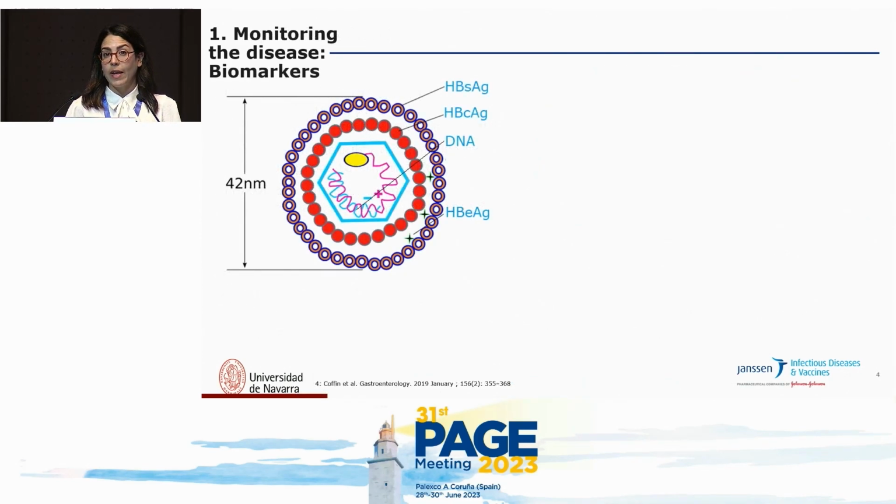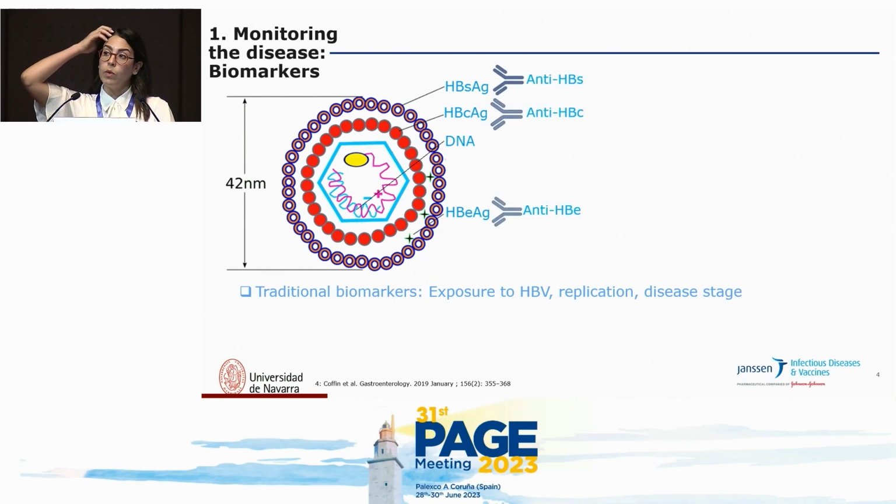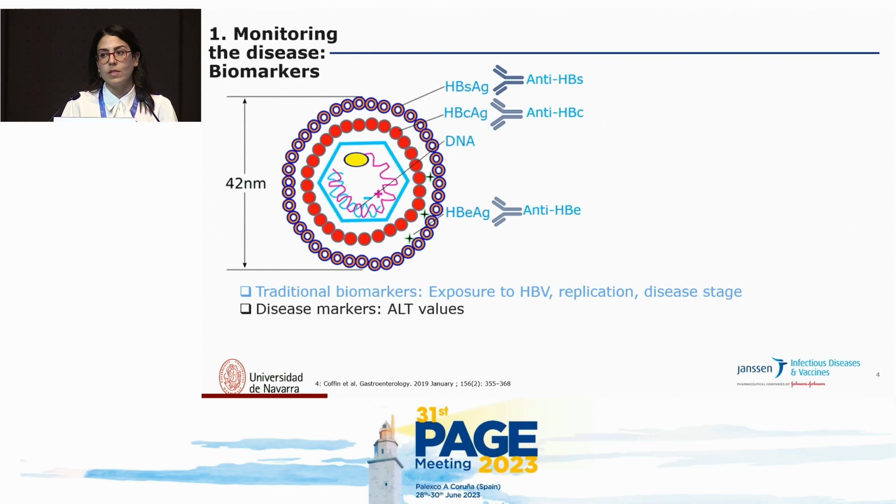Different viral and non-viral biomarkers exist to monitor the progression of the disease. For instance, traditional biomarkers, such as those in the figure, account for the exposure to HBV, replication, and the stage of the disease. Other biomarkers are also used to evaluate the humoral immune response of the patient against viral proteins. And also, of course, we have disease biomarkers such as ALT values to evaluate liver function.